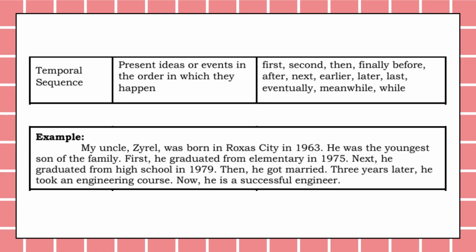Text pattern: Temporal sequence. Definition: Present ideas or events in the order in which they happen. Keywords: first, second, then, finally, before, after, next, earlier, later, last, eventually, meanwhile, while. Example: My uncle, Zyrel, was born in Roxas City in 1963. He was the youngest son of the family. First, he graduated from elementary in 1975. Next, he graduated from high school in 1979. Then, he got married. 3 years later, he took an engineering course. Now, he is a successful engineer.